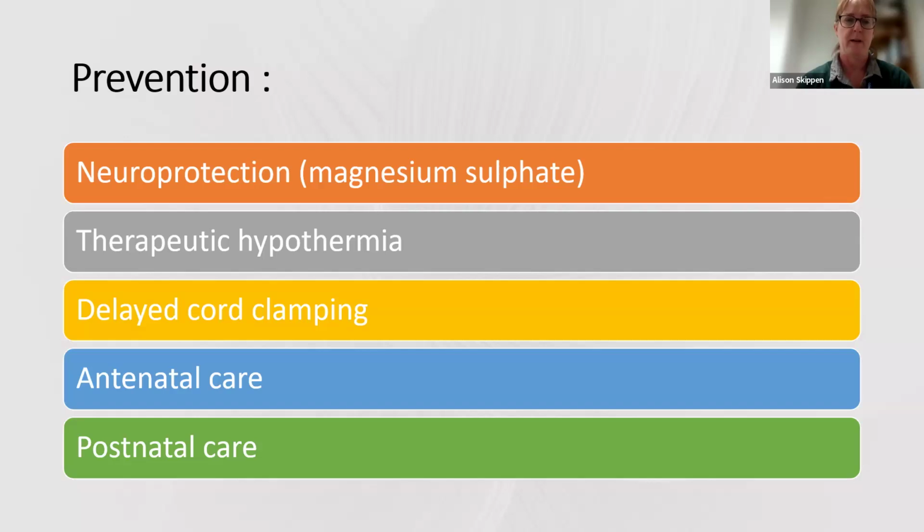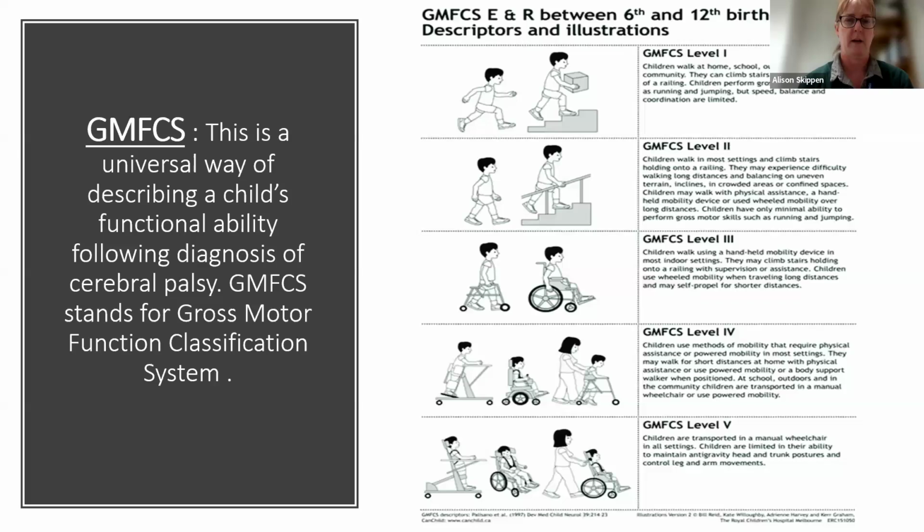Delayed cord clamping apparently is preventative, and that's because there's just more blood around in the baby at that time. And then antenatal care and postnatal care are also important for prevention of cerebral palsy.